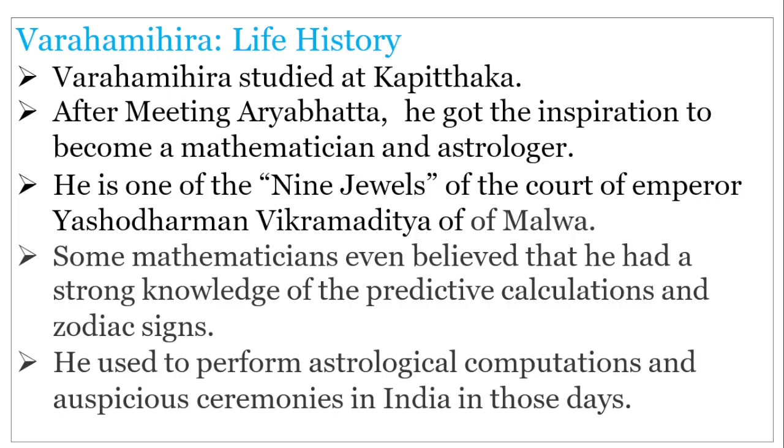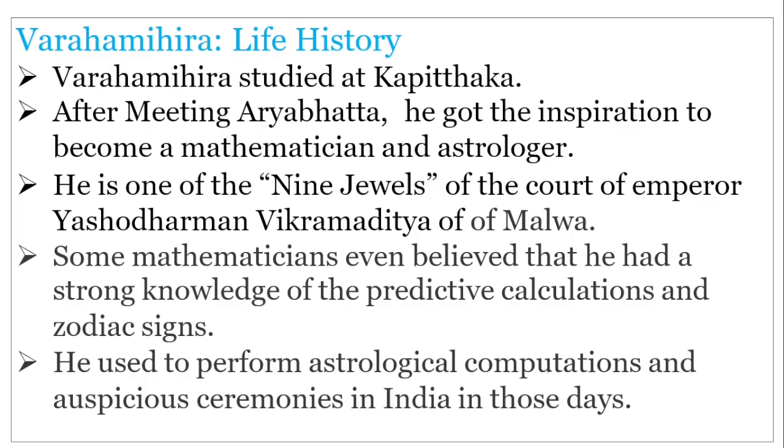Varaha Mihira was not only an astronomer but also an astrologer, and he was one of the 9 jewels, Navaratnas, in the court of the emperor Yashodharman Vikramaditya of Malwa. Malwa is a region in Madhya Pradesh nowadays. So again, Madhya Pradesh shows up. He was brought up in Ujjain, studied in Ujjain, and then he was appointed in the court of Vikramaditya.